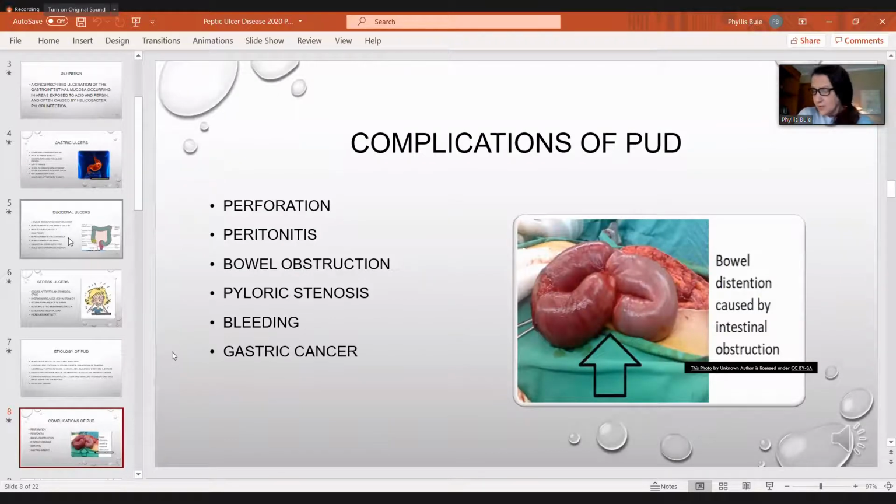Now let's talk a little bit about some of the complications. And these are things that we want to rule out for sure on patients. We don't want to miss anything. We're first of all looking for any perforations. What might be some signs and symptoms of a perforation?